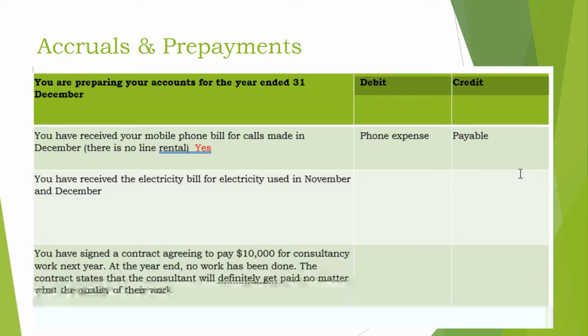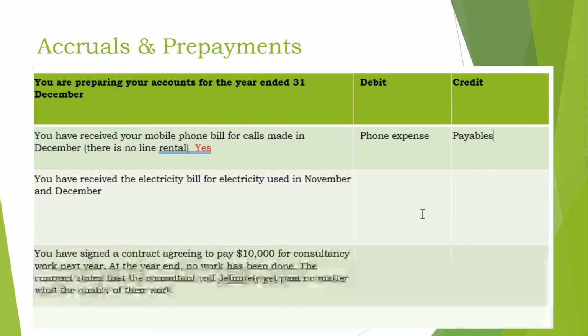Right, what are we doing? We're preparing our accounts at the 31st of December. We said we use the accruals basis, so we must include expenses which we have incurred even though we haven't yet paid for them. Your mobile phone bill in December falls into the accounting period. It's before the end of the year, so even though we haven't paid the bill, we must include the expense. So we have a phone expense, I've called it here. There must be a credit, so the credit goes to payables.